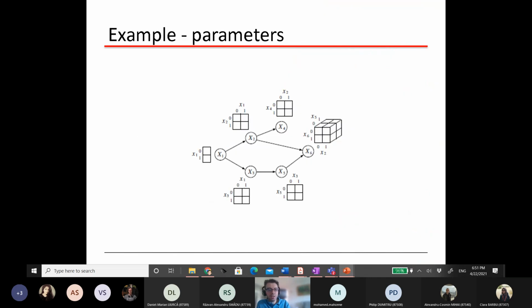Now let's see what happens if we have more random variables. What happens for x6? Here we have 2 states. x6 is conditioned on 2 random variables. If it's conditioned on 2 random variables, we need to compute not a matrix like we have here, but a cube of parameters. It would be 2 power in degree plus 1, where 2 is the number of states. So in degree is 2, plus 1, so we need 2 power 3 parameters.